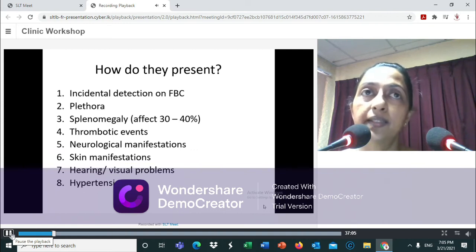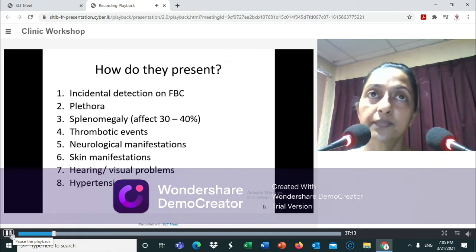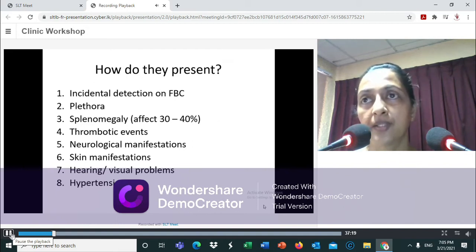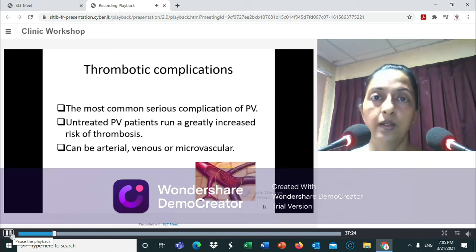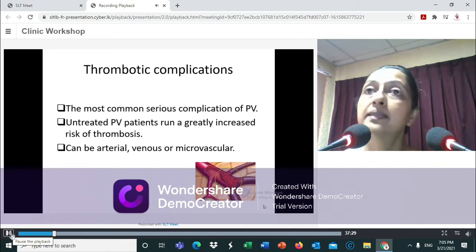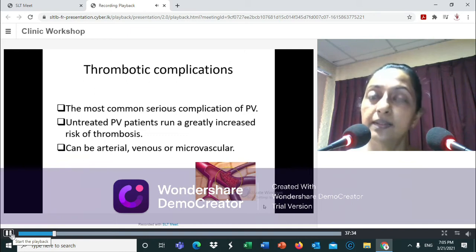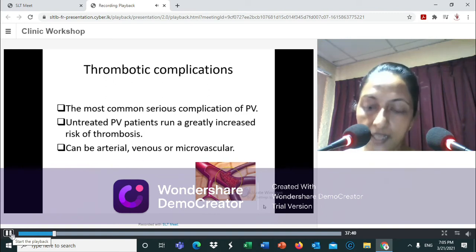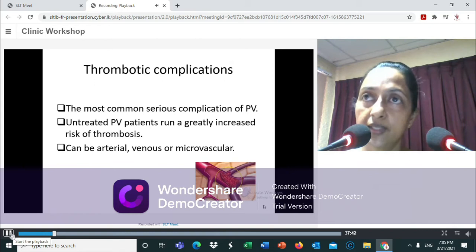Splenomegaly affects around 30 to 40% of polycythemia vera patients. Then there are thrombotic events, neurological manifestations, skin manifestations, hearing or visual problems, and hypertension. These are the different ways of presentation. Thrombotic complications are the most common and serious complication of polycythemia vera. In untreated patients, there is a greatly increased risk of thrombosis. These can be arterial, venous, or microvascular.